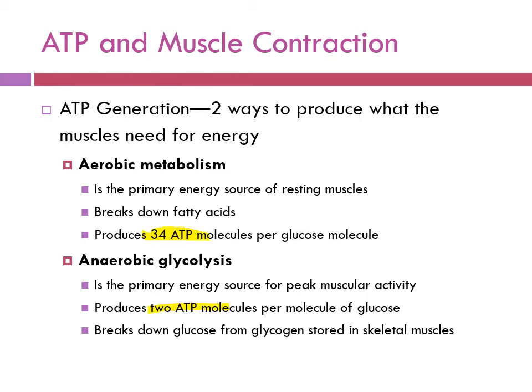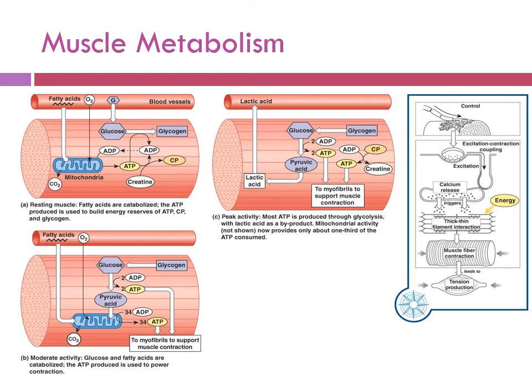So it's breaking down glucose from glycogen, which gets stored in the skeletal muscles. So that's important for maximal contraction, high energy, sustained workouts, is anaerobic glycolysis. So this is on page 321 of your textbook, and it's just going over the different types of metabolism.